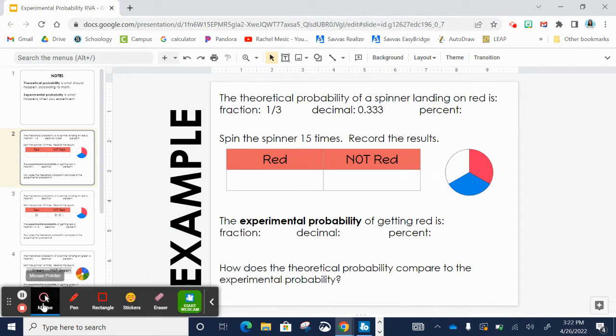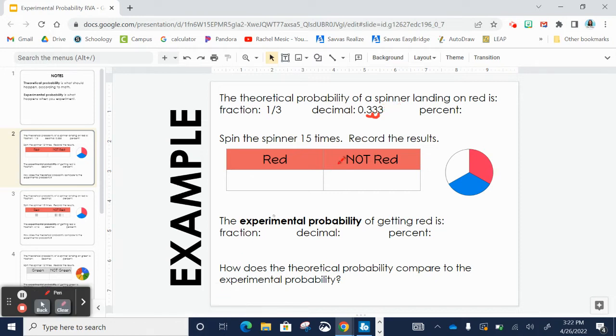To create a percent, you're going to take that decimal and move it 2 to the right. Once would bring it after that 3. The second time would be after this 3. So we're just going to round to 33%. All right, so 33% of the time, if I keep on spinning the spinner, I should get red.